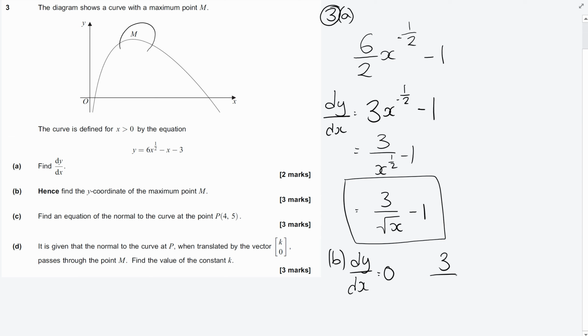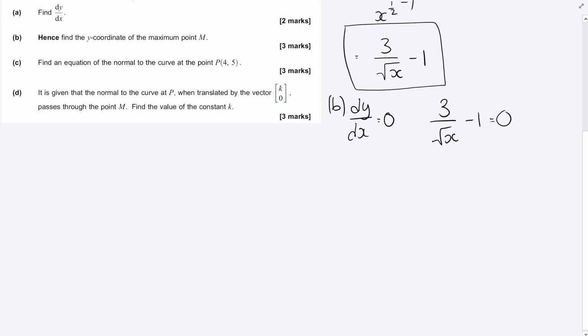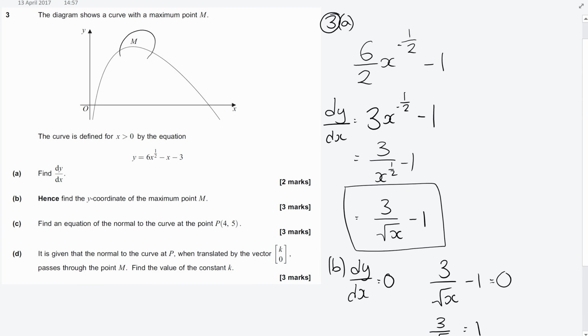So we've got 3 over root x, subtract 1, equals 0. I'm just going to scroll down to give myself a bit more room for this. Rearranging, 3 over root x equals 1. Then multiplying both sides by root x, I get 3 equals the square root of x. So if I want the x value, I need to square both sides. So x equals 3 squared, so x equals 9. That's the x value of the point M.